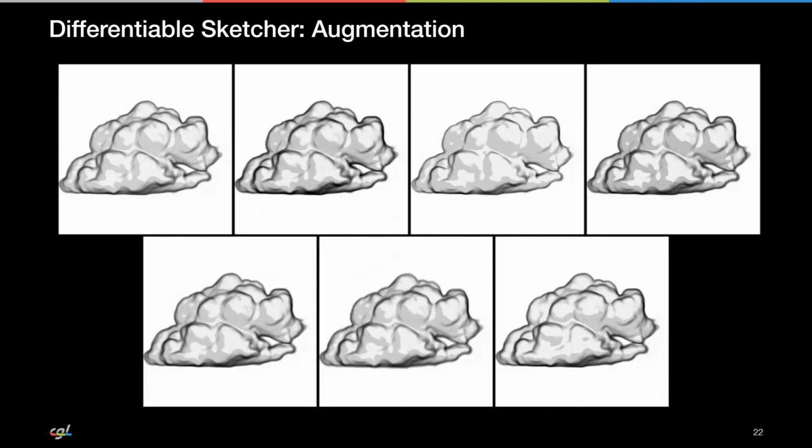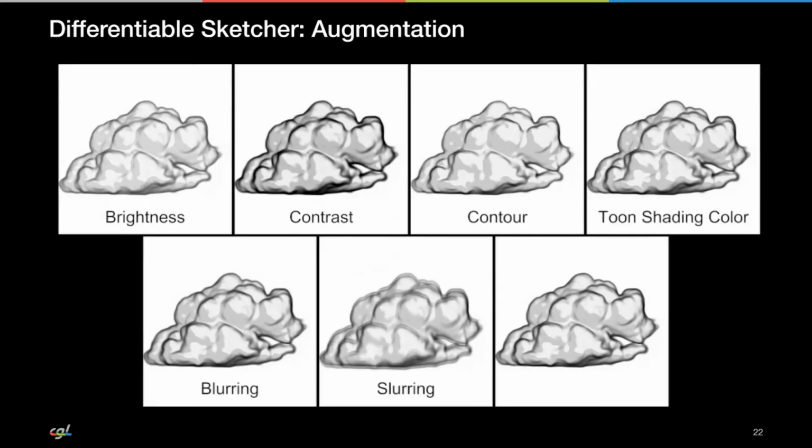Thanks to our lightweight sketcher, we can create an infinite number of variations in sketch style to increase the robustness of our model during training. We augmented the sketches for brightness, contrast, contour strength, tone shading color, blurring, smearing, and different light directions.